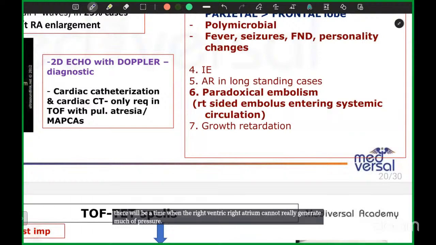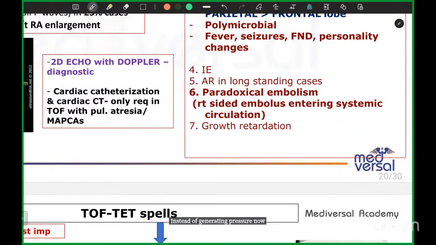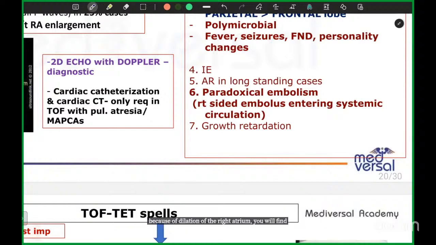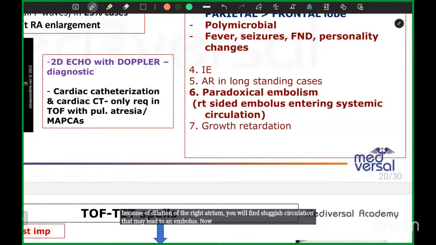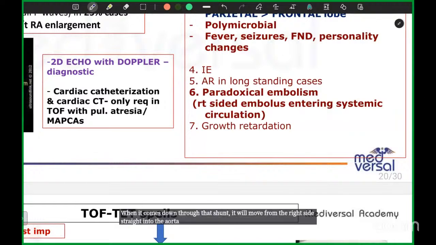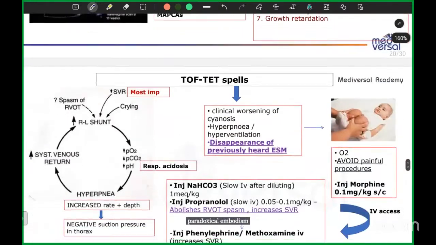Instead of generating pressure, now because of the extensive right ventricular hypertrophy, the right atrium will start getting dilated due to back pressure changes. Because of dilation of the right atrium, you will find sluggish circulation that may lead to an embolus. Now, this embolus is found in the right side. When it comes down through that shunt, it will move from the right side straight into the aorta, and this embolus will now come into systemic circulation. So initially, a right-sided embolus that developed entering into systemic circulation is what we call paradoxical embolism, and it can also lead to growth retardation.